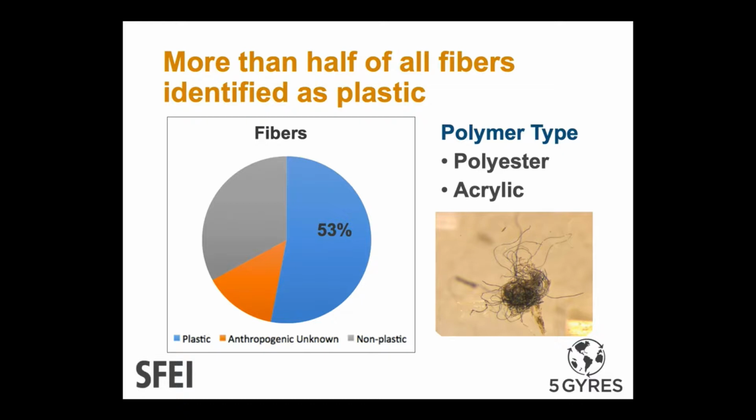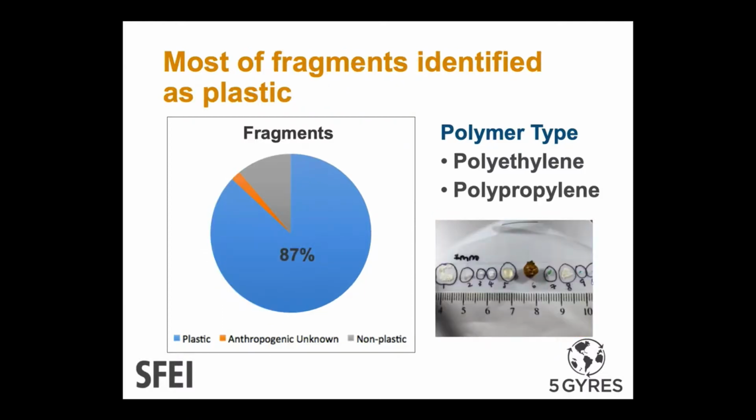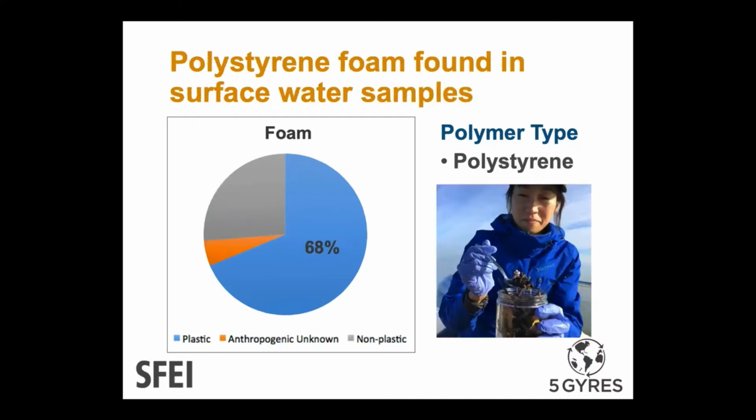And you can see that close to 20% are also identified as anthropogenic unknown. And as Meg said, this could also have plastic particles in it. Most of the polymer types that we're seeing in the fibers are polyester and acrylic. Looking at fragments, 87% of them were identified as plastic, with most of them being polyethylene and polypropylene.